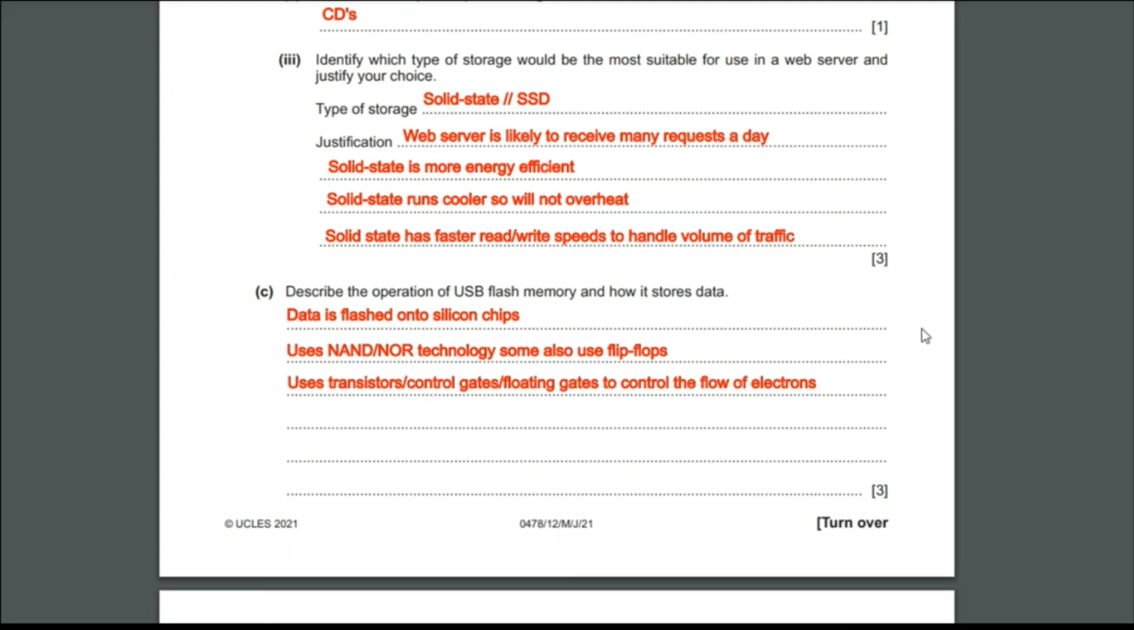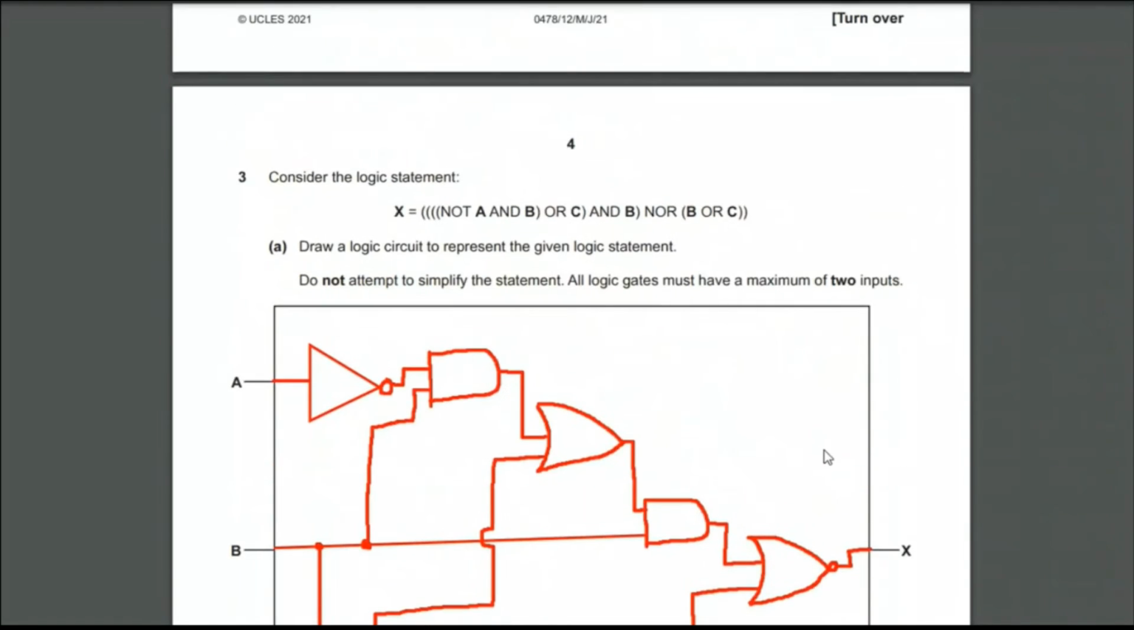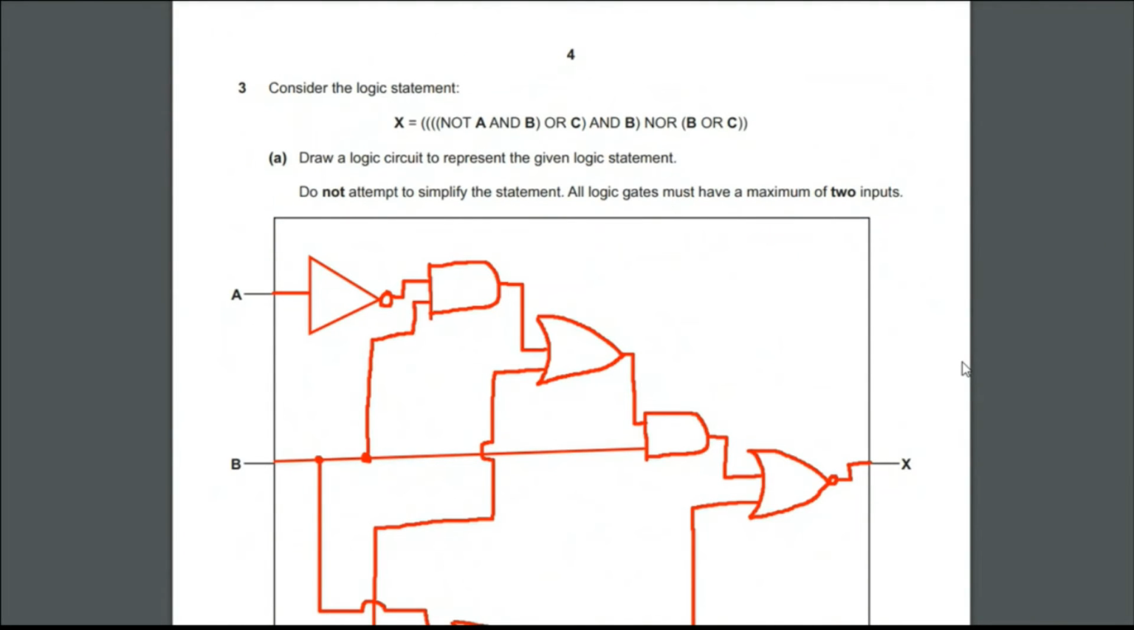So this is the end of the second question. So let's move on to the third question. Coming to the third question, which I felt really interesting, which is: consider the logic statement X equals, and they have given a statement. Part A is: draw a logic circuit to represent the given logic statement. We have to draw a logic circuit for this statement.